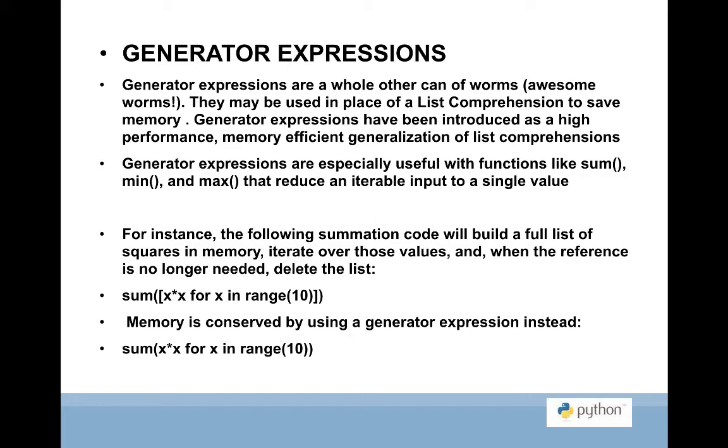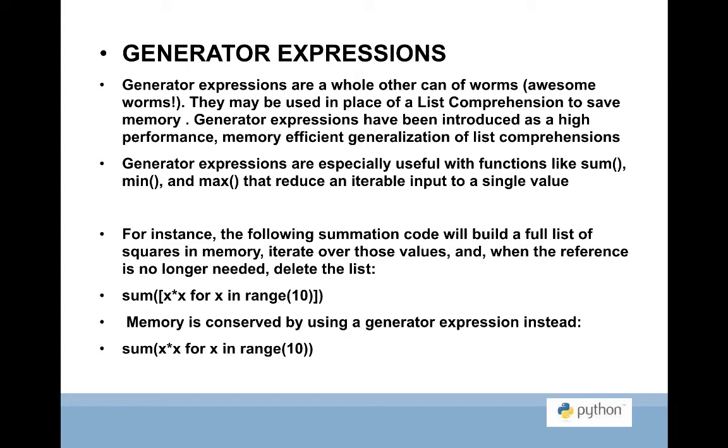For instance, let's look at the summation code using list comprehensions: x into x for x in range 10. So we are squaring and then calculating the sum of the squares for x in range 10. Now this summation code will first build a full list of squares in memory. So if you have a list of 1 million elements, it will first build another list of squares of the corresponding elements, in fact 1 million elements in memory. Then iterate over those values, and when the reference is no longer needed, delete the list. Now this takes a lot of memory.